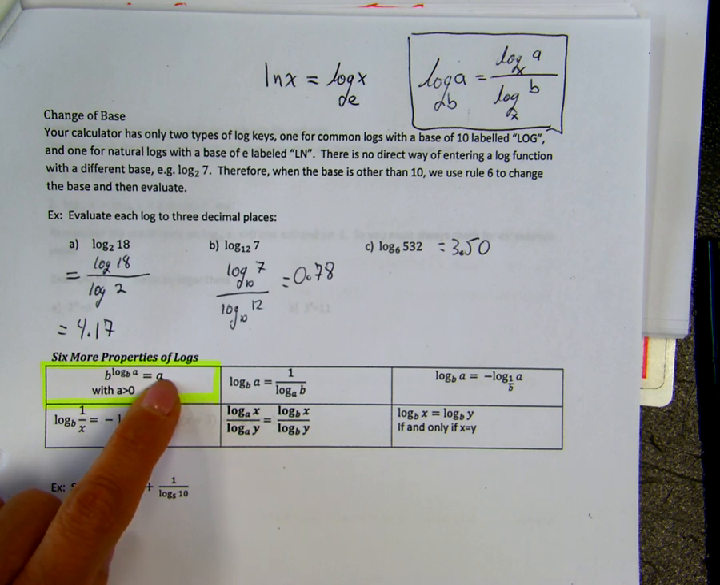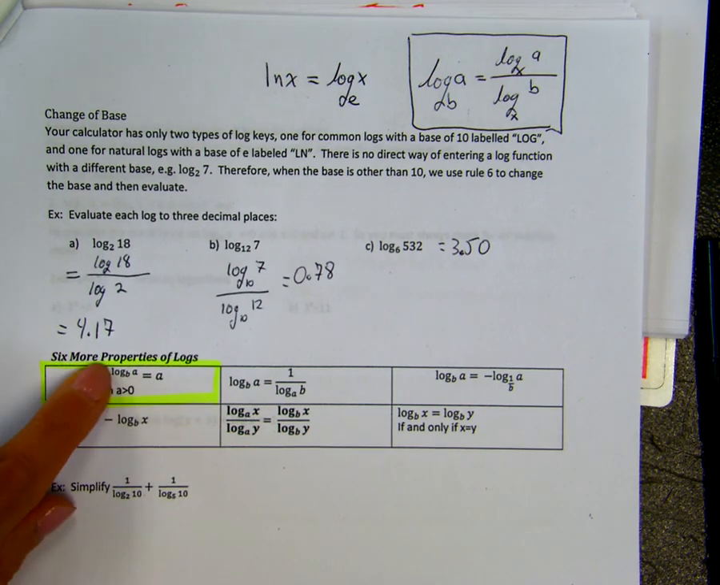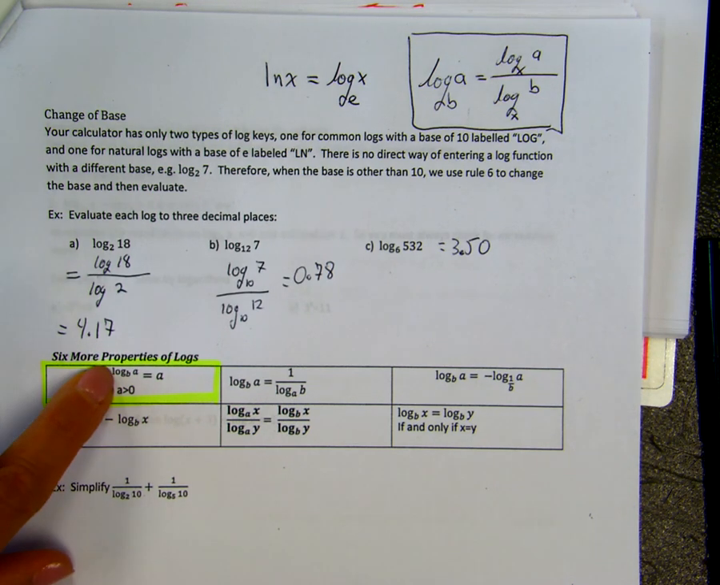Why is that? Let's talk it through. Let's just simplify the exponent. So just in your head, think of this. To what power do I raise b in order to get a? Now raise b to that power. What are you going to get? A.